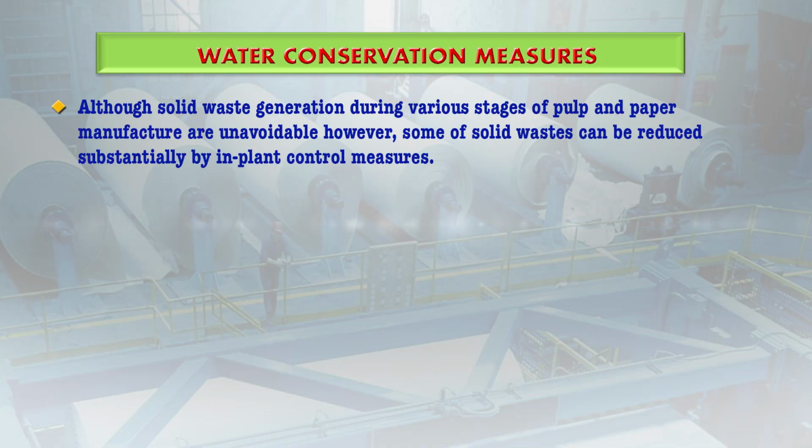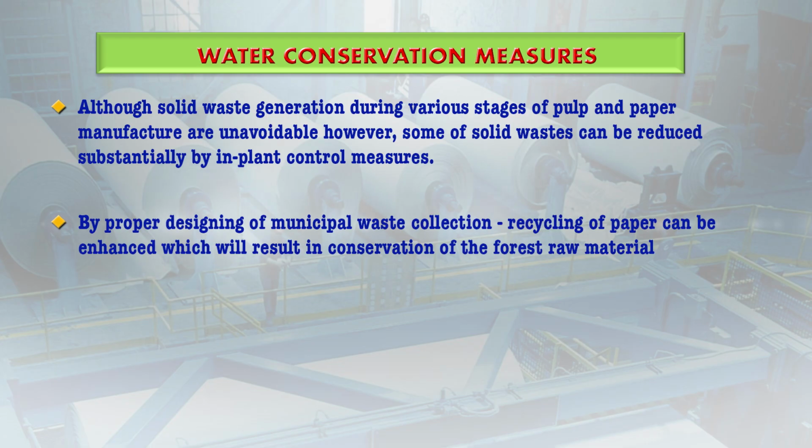Because otherwise in the aquatic environment the dissolved oxygen content will be less, and those organisms which are dependent on dissolved oxygen are also affected in the entire aquatic ecosystem. Although solid waste generation during the various stages of paper and pulp manufacture is unavoidable, some of the solid waste can be reduced substantially by in-plant control measures. By proper designing of municipal waste collection, recycling of paper can be enhanced, and this will result in the conservation of the forest raw material.